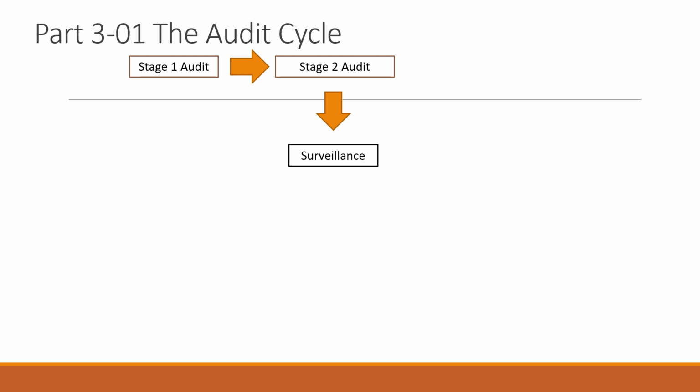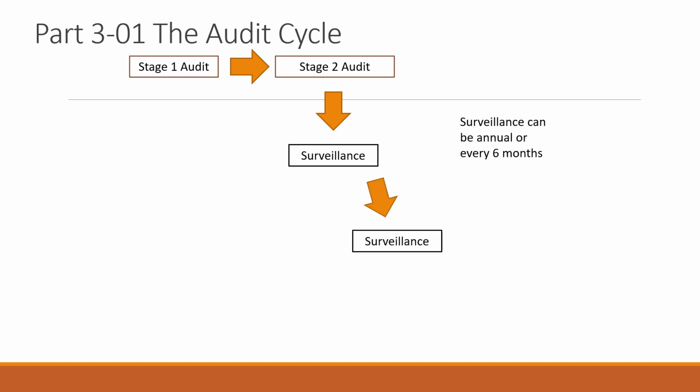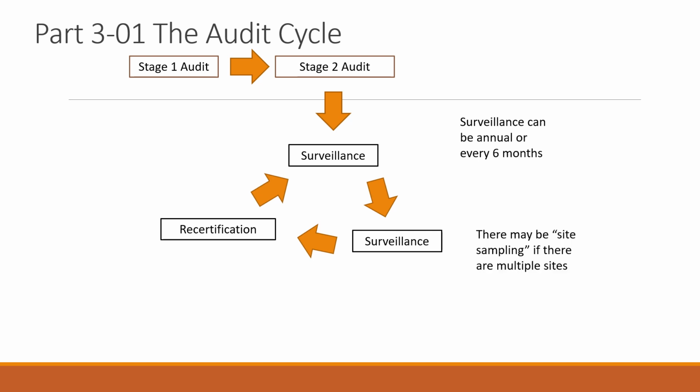After the stage 2 audit, there's a surveillance audit. The surveillance audit can be either annually or every 6 months, and that's arranged between you and the registrar and the auditor. And there's a second surveillance audit, and it's usually a year later, so it's usually an annual cycle. And then after that, there's what's called the recertification audit, where all the clauses of the standard and all the processes are audited again.